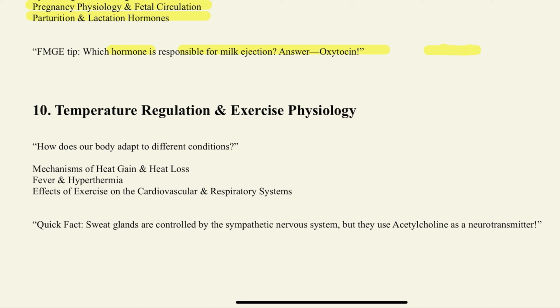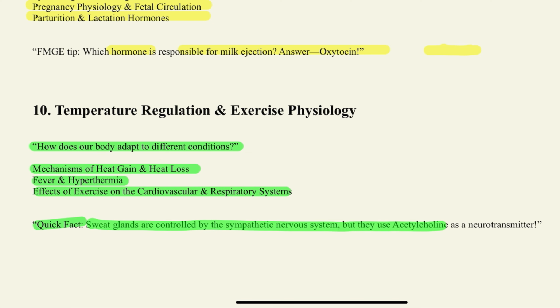Let's move to another topic, that is temperature regulation and exercise physiology. How does our body adapt to different conditions, like mechanisms of heat gain and heat loss, fever and hyperthermia, effects of exercise on the cardiovascular and respiratory system. Quick fact: sweat glands are controlled by the sympathetic nervous system, but they use acetylcholine as a neurotransmitter. So done with this.